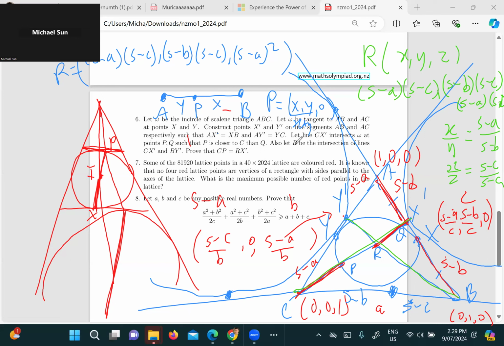Oh, and are we sure AX prime is S minus B? There's no reflection, right? No, XB is S minus B.